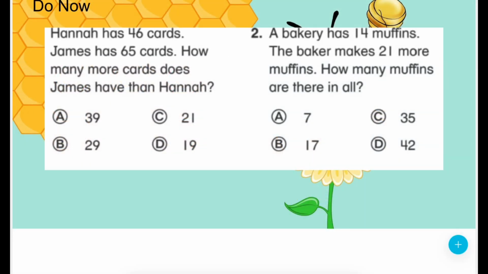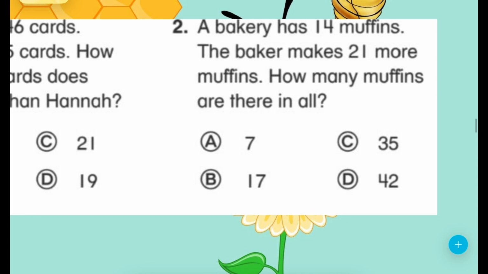For our second do now question, a bakery has 14 muffins. The baker makes 21 more muffins. How many muffins are there in all?